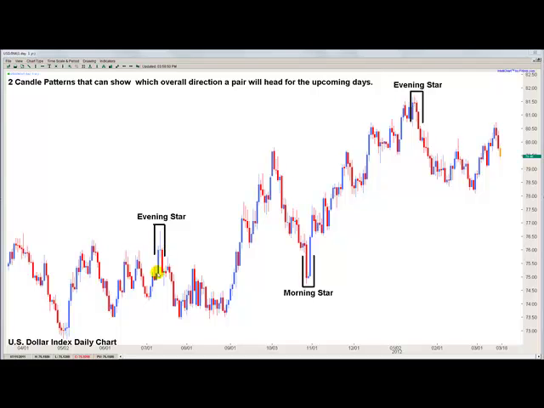So the evening star has a very long upward body candle, followed by a very small bodied candle, which here is a doji, which shows indecision, followed by a large downward bodied candle. I would say blue and red because that's what they are on my charts, but yours might be green and red or whatever. So, a large bodied up candle, a small bodied candle, followed by a large down bodied candle, and this shows a key reversal.